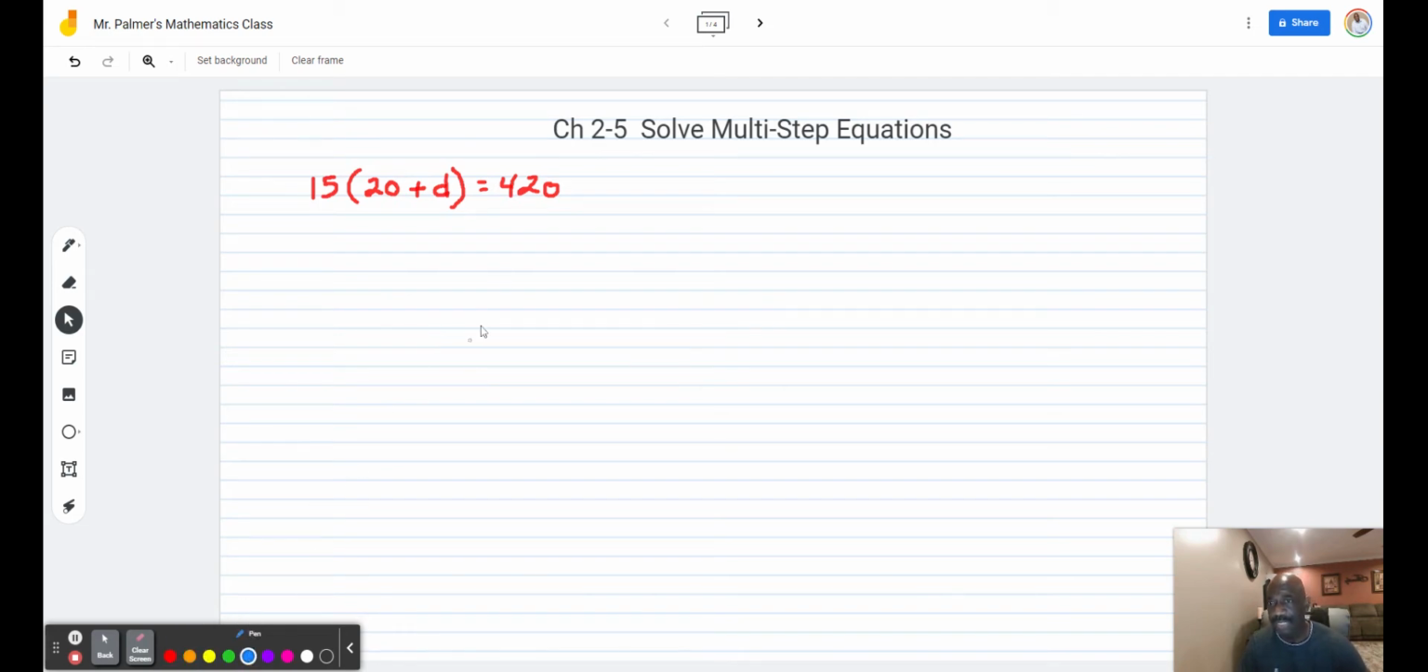First thing I need you to understand is that we can't do PEMDAS, which is please excuse my dear Aunt Sally, and do parentheses first, okay? Because I can't add a variable to a numeric value. 20 plus d is what? I don't know what d is. If d was the number 1, then 20 plus 1 is 21. But I don't know what d is. D could be a negative 18. I don't know.